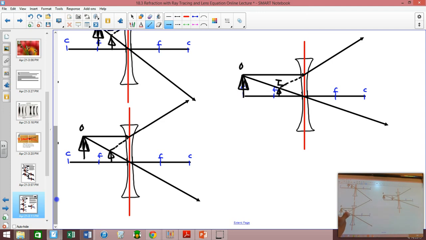So in every case, we get virtual images that are smaller. This concludes how we do ray tracing. It's very similar to doing ray tracing with mirrors. It's different in that the rays go through the lenses. With mirrors, they bounce off, but with lenses, they travel all the way through.